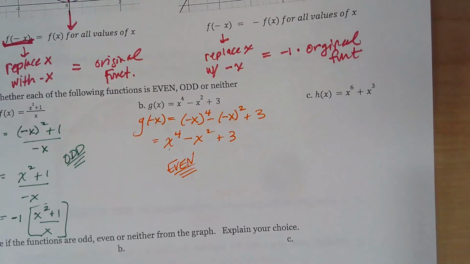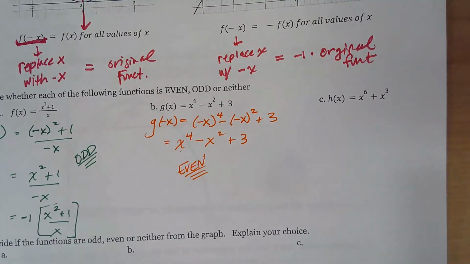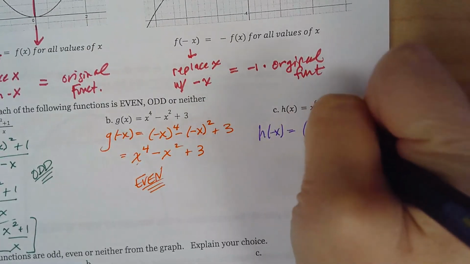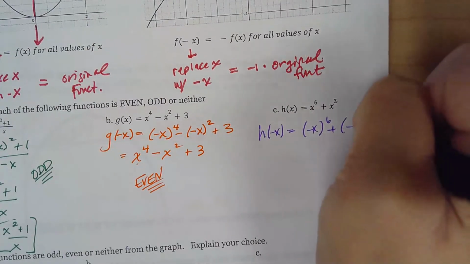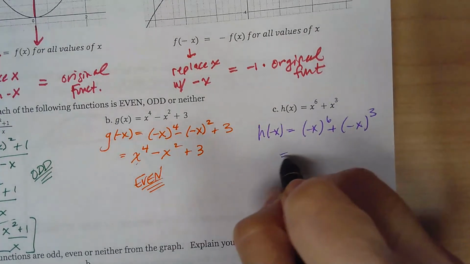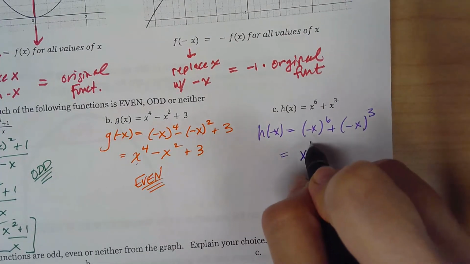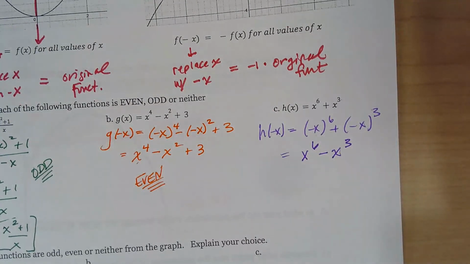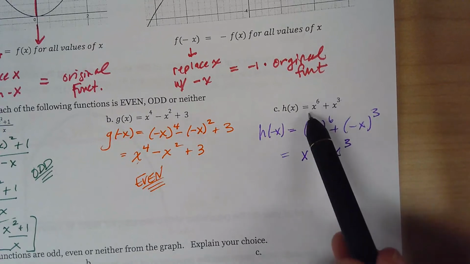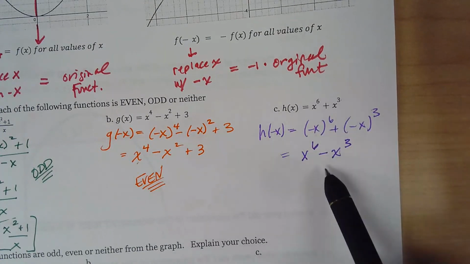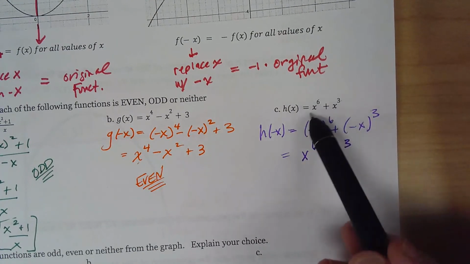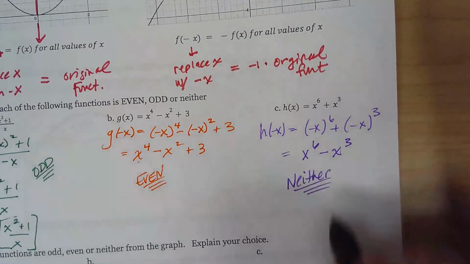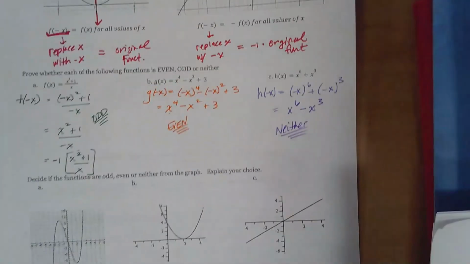Let me show you one that's neither even nor odd. I'm going to input negative x again. So negative x to the 6th plus negative x to the 3rd. I'm going to simplify it. A negative to an even power is positive, and a negative to an odd power is negative. So this is not the same, clearly. It's also not multiplied by negative 1, otherwise the x to the 6th would be multiplied by negative 1. Because it doesn't fall into either of those categories, we call this a neither.